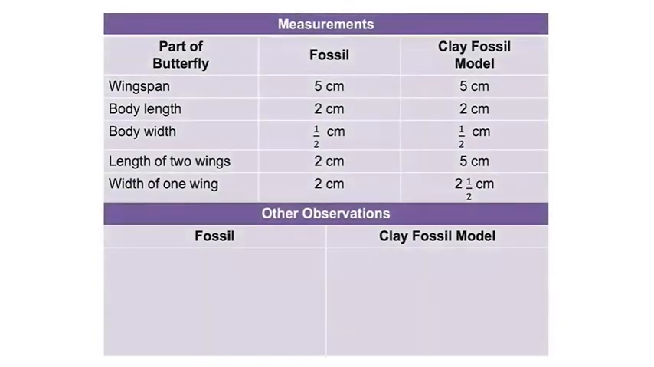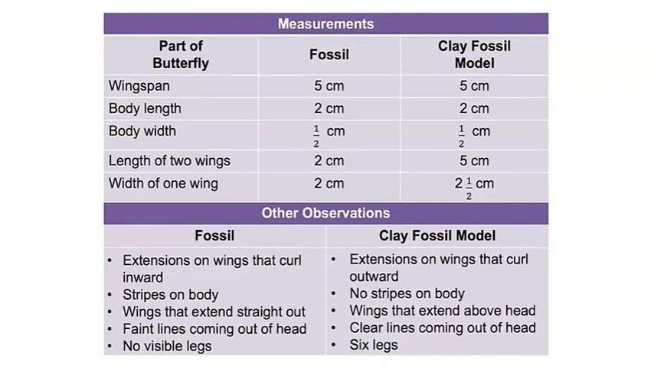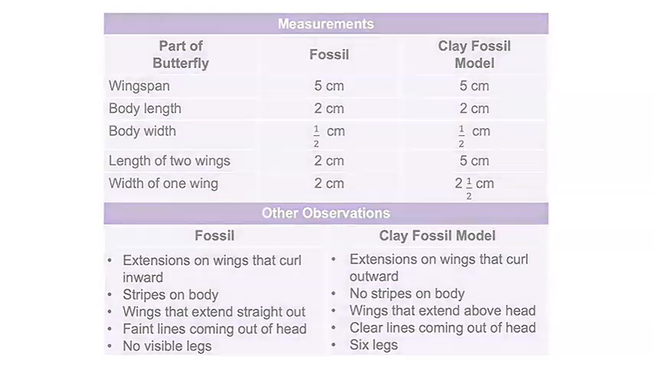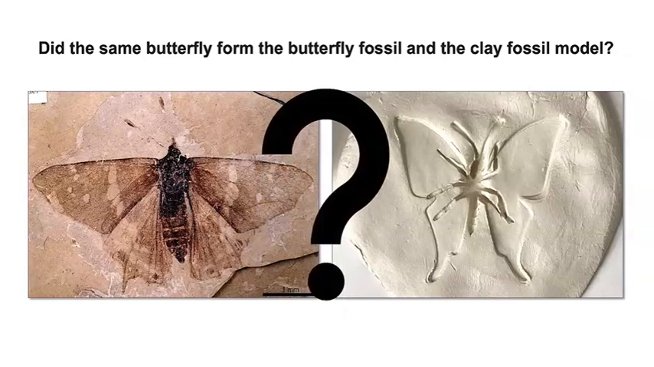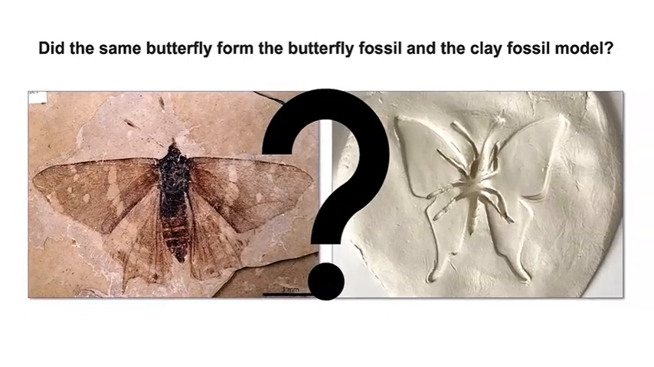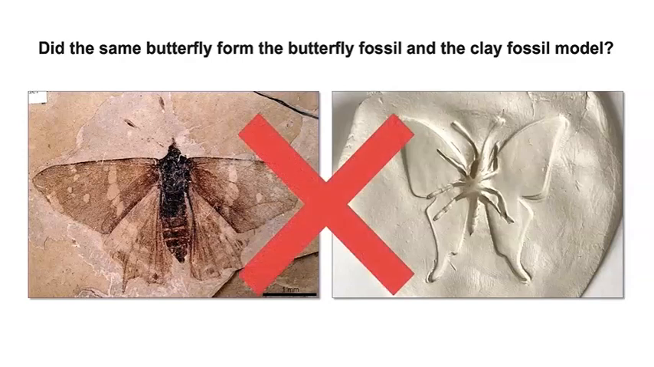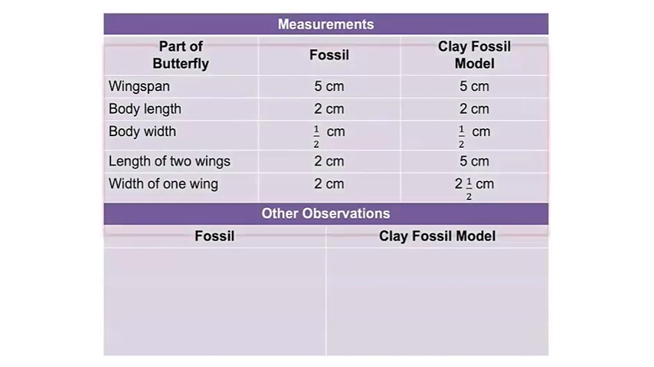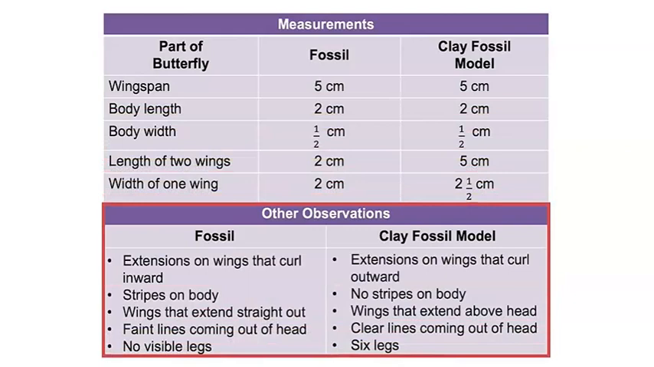Let's go back to our table and add these observations to our data so that we have a more complete picture of these 2 fossils. So, what do you think? Did the same butterfly form both the real fossil and the fossil model? If you're thinking yes, why? What evidence do you have? If you say no, why do you think that? What do our measurements tell you? And what do our other observations suggest?